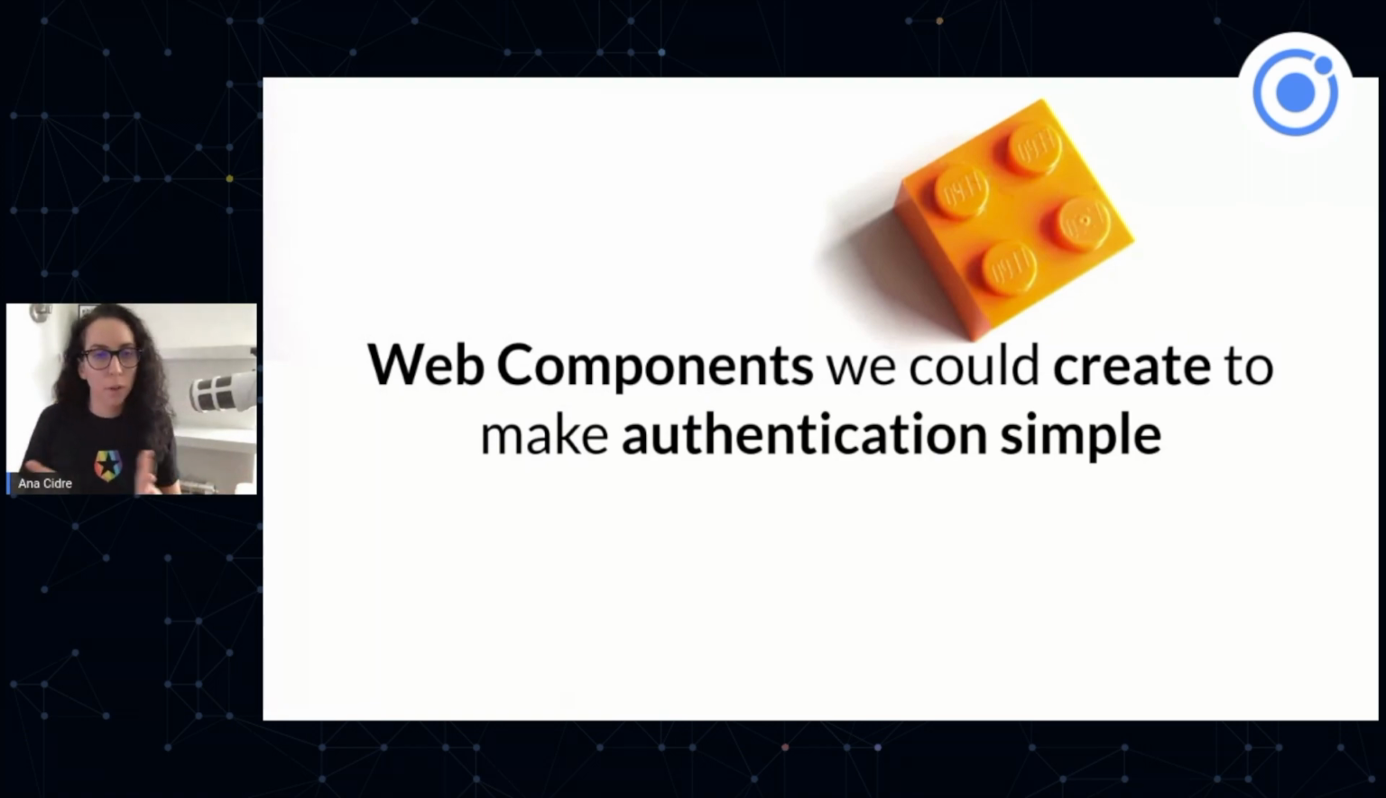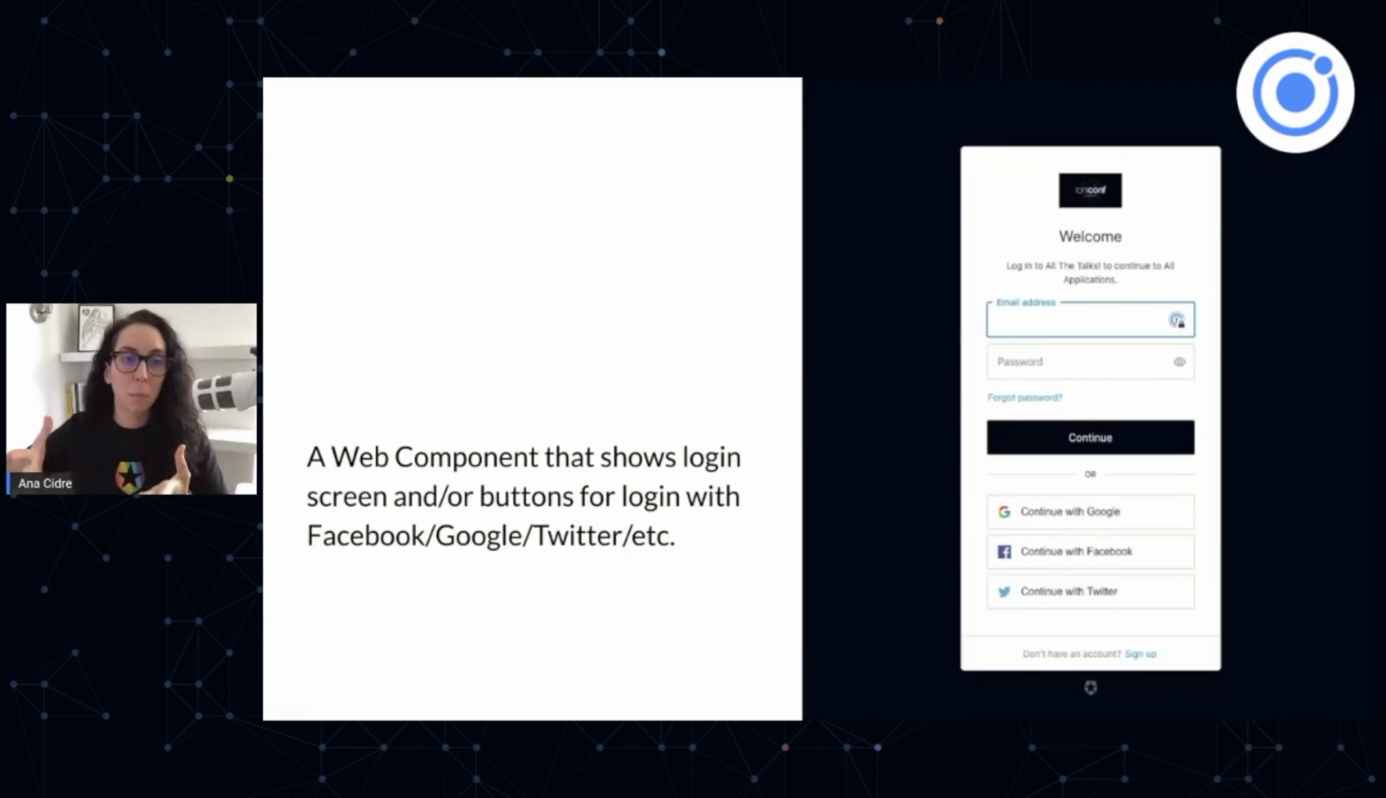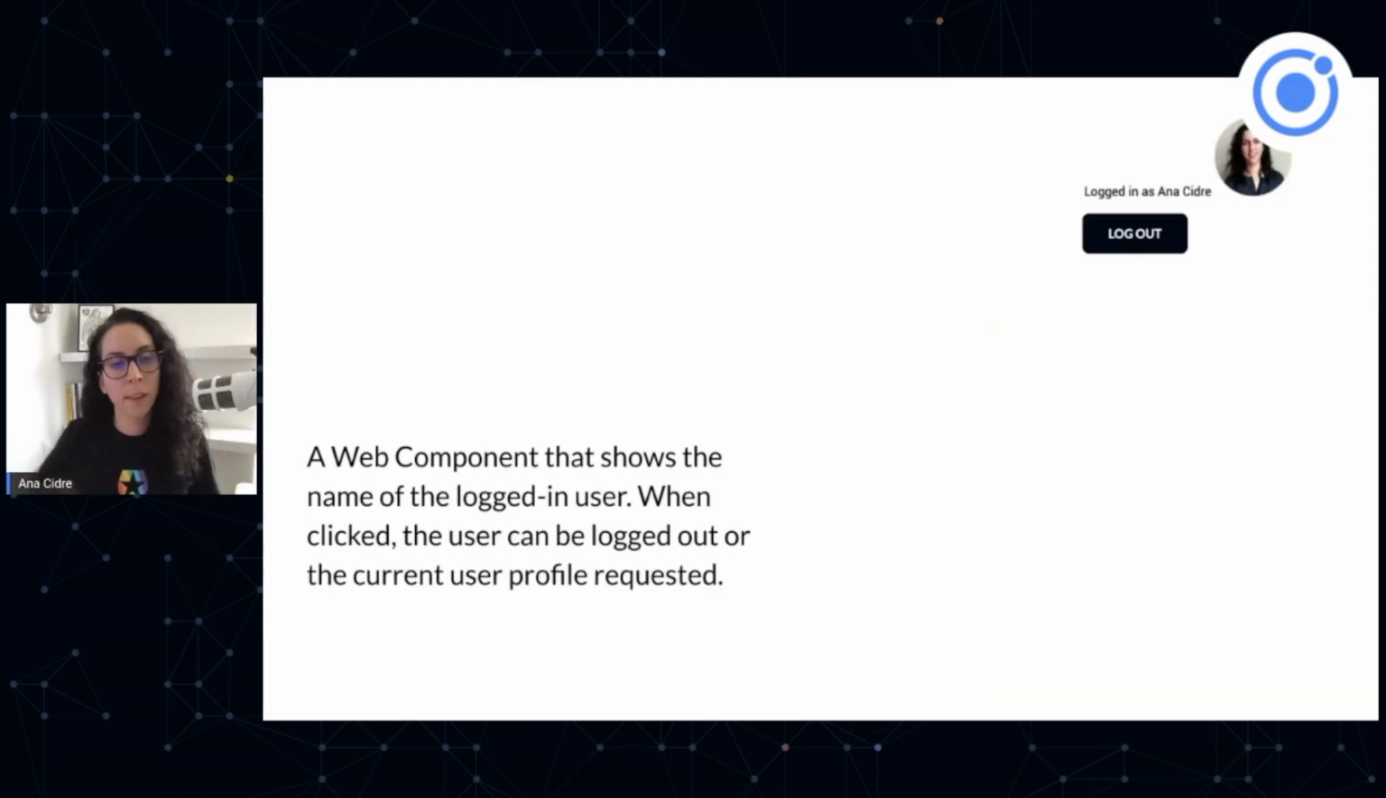So what sort of web components could we create to make authentication simple? Because this is what we want to do, right? Well, maybe it could be a login screen that has those buttons for social login. It might be a web component that shows the name of the logged in user, and maybe when it's clicked on, it might show a logout button, or it might show a user profile. It depends what we want to achieve.